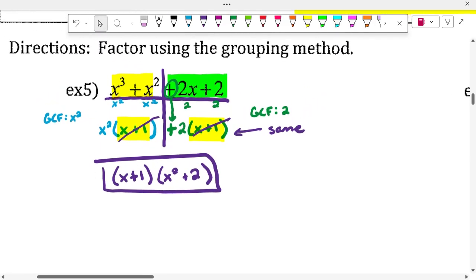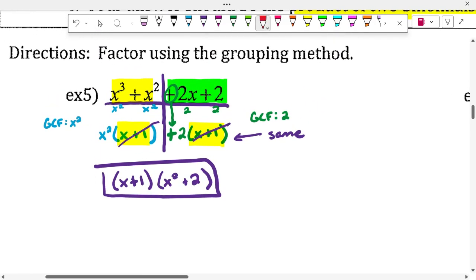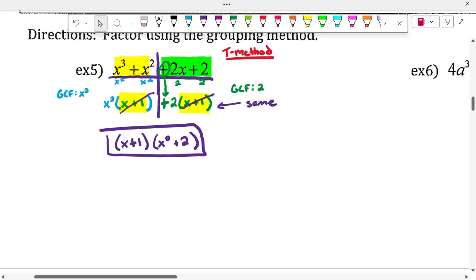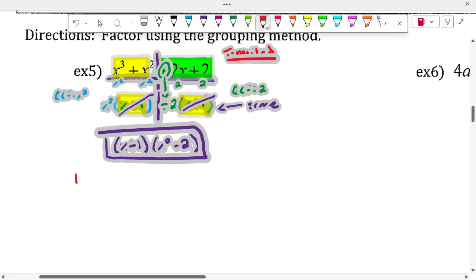All right. So that was the T method. Now, we're going to do the same problem, but I'm going to do the reverse box method.